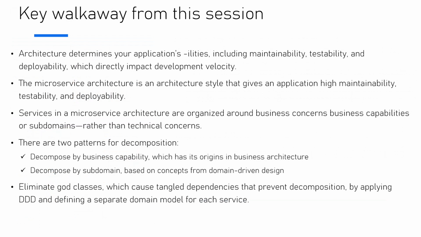What are the key takeaways in this session? Architecture determines your application's abilities, including maintainability, testability, and deployability, which directly impact development velocity. Microservice architecture, as an architecture style, gives high maintainability, testability, and deployability. Service and microservice architectures are organized around business concerns, business capabilities, or subdomains rather than technical concerns. Two patterns of decomposition we talked about: decompose by business capability, and decompose by subdomain. Eliminating god classes, which we've seen typically as bloated classes, is something domain driven design really talks about.